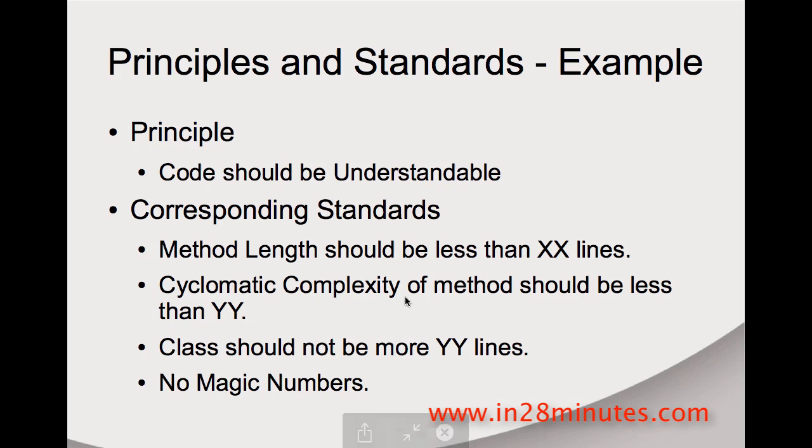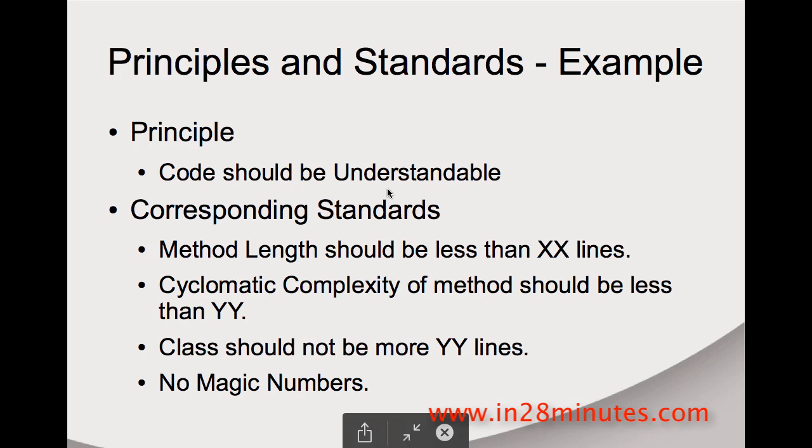If the cyclomatic complexity of a method is high, then it means it is difficult to understand. So these standards say, okay, your cyclomatic complexity cannot be greater than 10, a class cannot be greater than, let's say, 500 lines, and you should not have any magic numbers in code. These standards are derived from the principle that code must be understandable. The problem with these standards is that even if I write code which meets all these four standards, I cannot guarantee that the principle is satisfied.